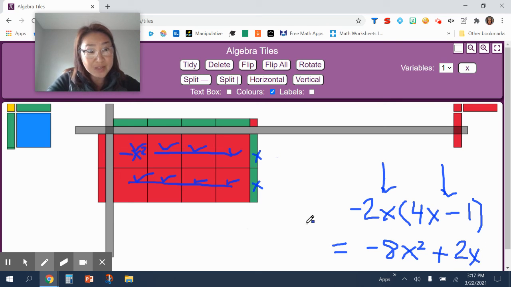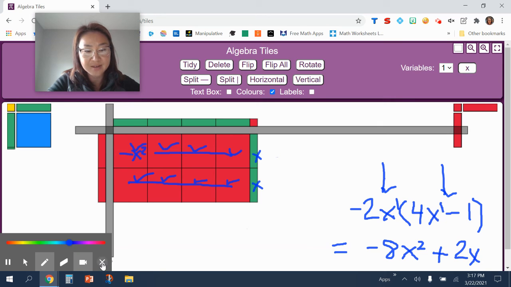So that's a couple of examples of using algebra tiles to multiply a monomial by a binomial. And notice again, the degrees are 1. I could show it with algebra tiles. This is the algebra tile method of multiplication. All right, I hope that was fun.